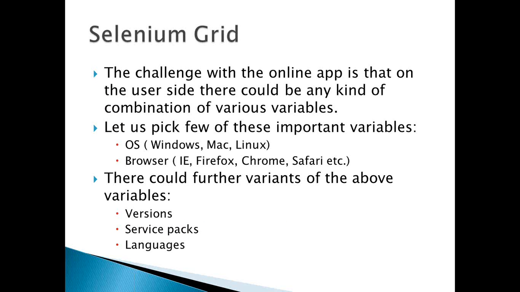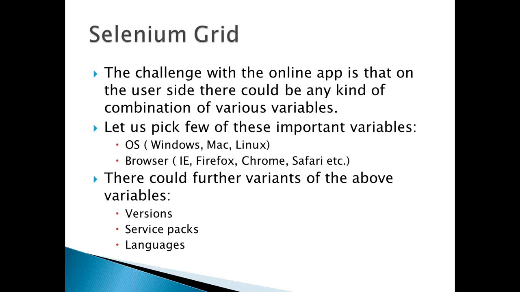Text boxes, check. So one is that there are various kinds of variables on the web page, and then there are the environments themselves, on the user side, which are different. So somebody is using Windows 7, somebody is using Windows 8, somebody is using Red Hat, somebody is using Ubuntu, somebody is using Mac. Then there are various versions of these, and there are various service packs over there.